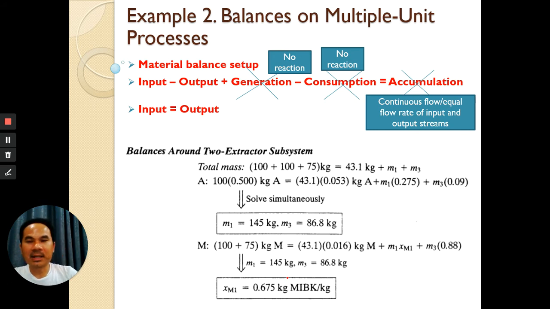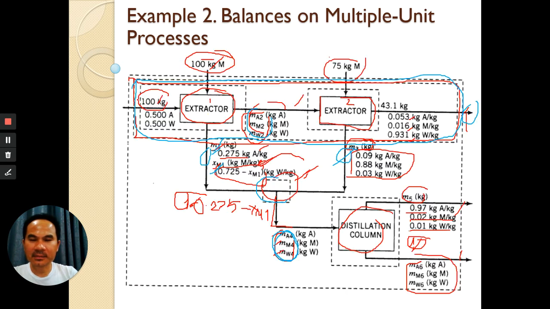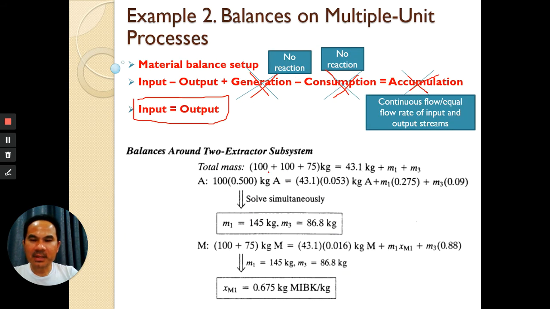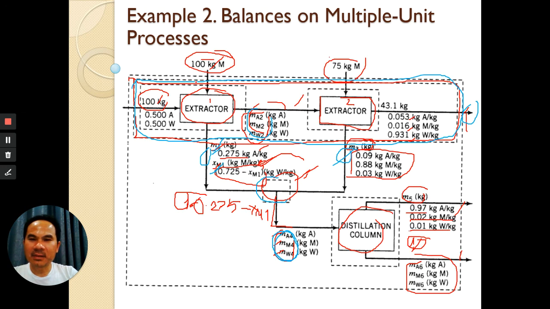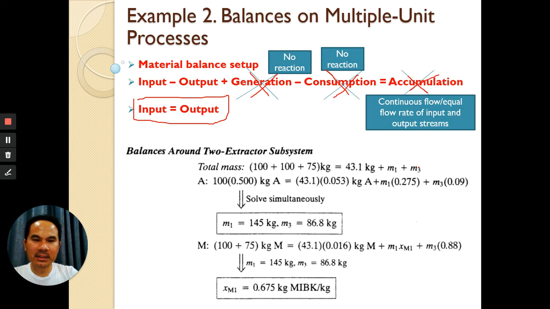The first step, you go back to input, output, generation, minus consumption, and accumulation. For this case, it's a continuous process. Accumulation no, consumption no, no reaction. We get input equals output. The first step, you run around the 2 extractors. Total mass balance: 100 plus 100 plus 75 equal to M1 plus M3 plus 43.1. This is the first equation.